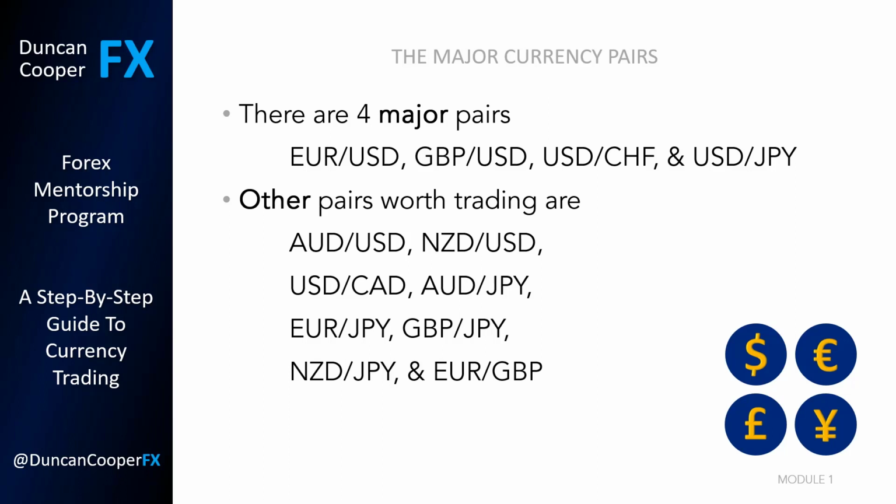So over time, you may favour trading some pairs over others. For example, I like to trade the Australian dollar to the US dollar and the Australian dollar to the Japanese yen because I live in Australia. So if you live in Europe, you may favour trading the Euro to the US dollar or the Euro to the Japanese yen.